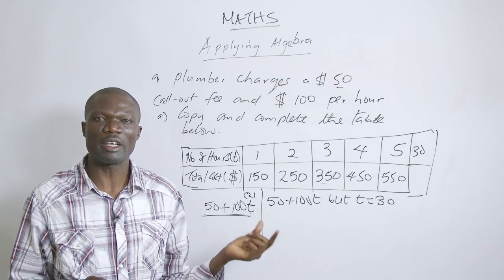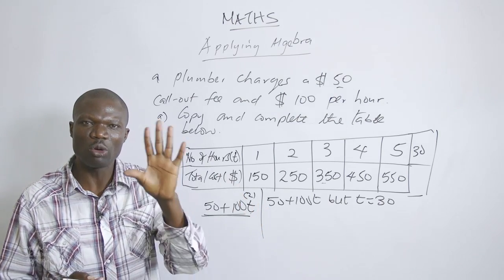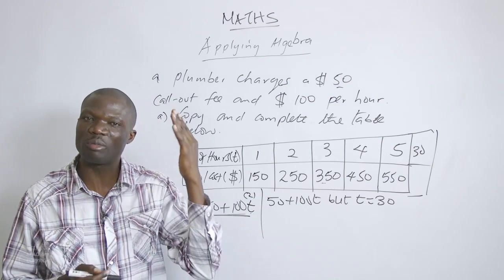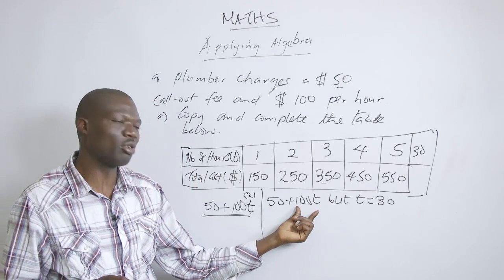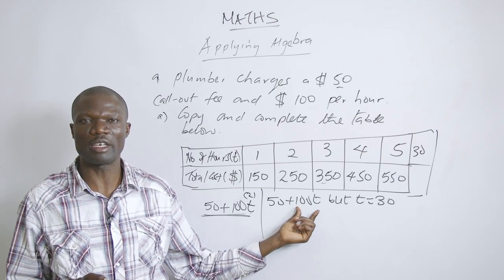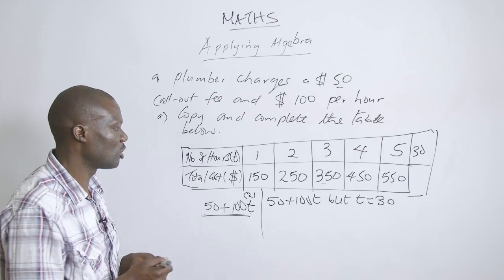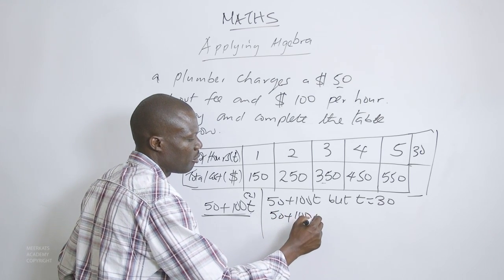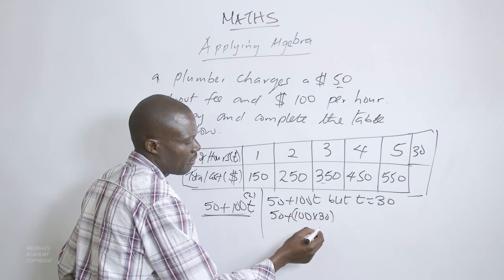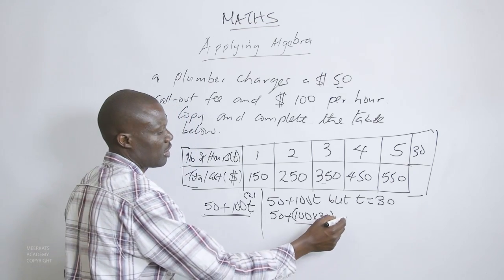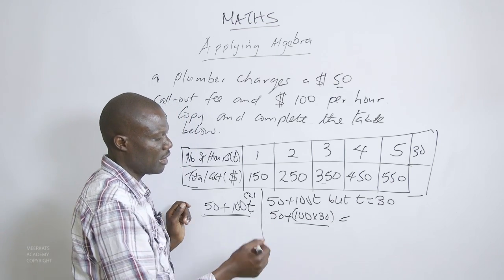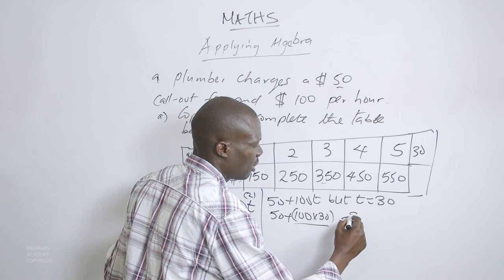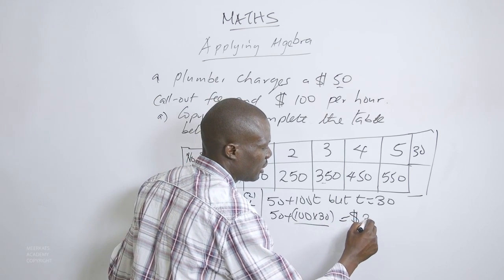This fixed part of the call-out fee is only once. We don't increase it. It's just fixed once and for all. So it will remain 50. But the variable side of 100t is the one that will change. So we shall have 50 plus 100 multiplied by 30. This is what changes, and this one will give us 3,050. So the total amount to be charged is $3,050.